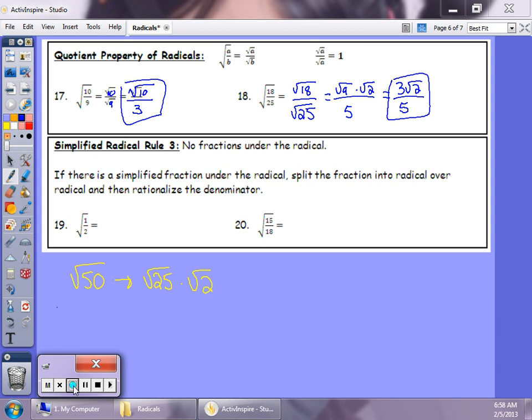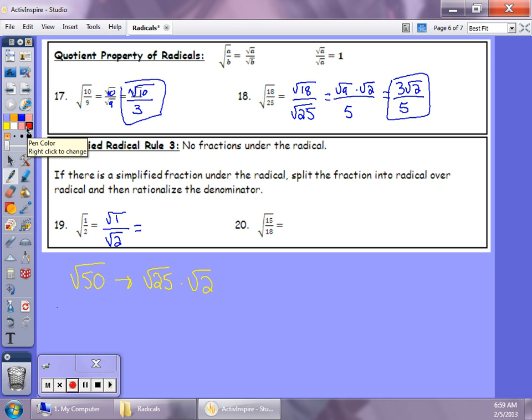So for example, 19, we have a radical 1 over 2. We're going to turn this into root 1 over root 2. And then we're going to go ahead and rationalize the denominator. So since 2 is already a simplified radical, we're going to take root 2 and multiply that by the numerator and the denominator. Okay, so root 1 times root 2 is root 2. And root 2 times root 2 is root 4, and the square root of 4 is 2. And there we have our simplified answer.